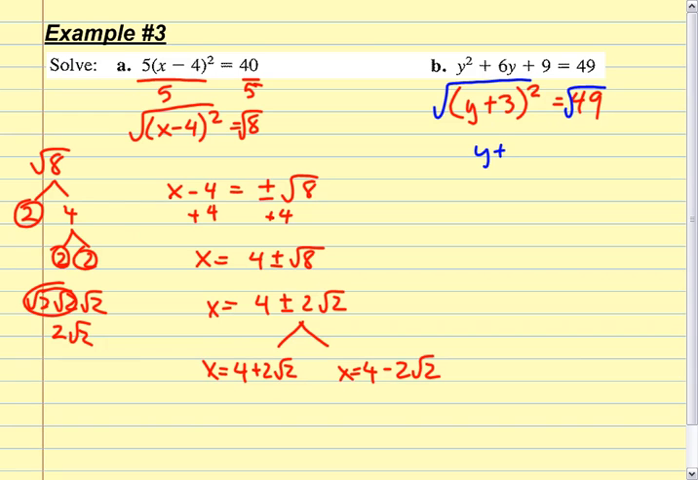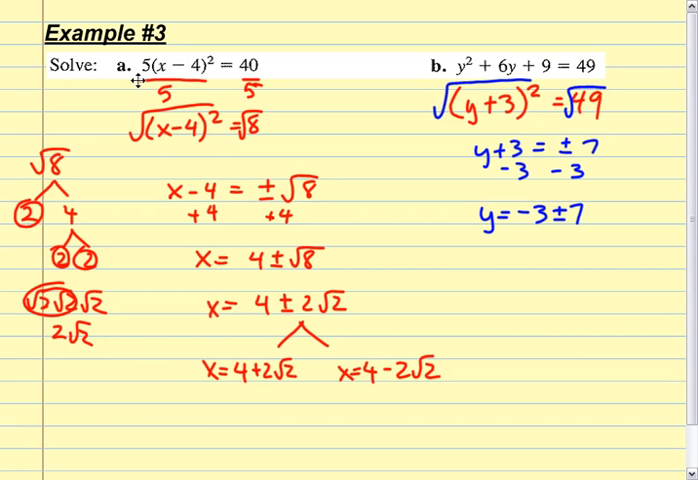I'm going to get y plus 3 is equal to what, Ryan? 7. Oh, plus or minus 7. Plus or minus 7. Okay? Guys, you got to get that down there. You need to get it in your head because I'm going to count off for it. It's plus or minus 7. You got to get both possibilities. Now I'm going to subtract 3 from both sides, so I've got that y is equal to negative 3 plus or minus 7.